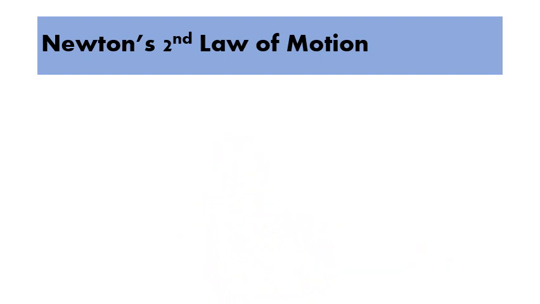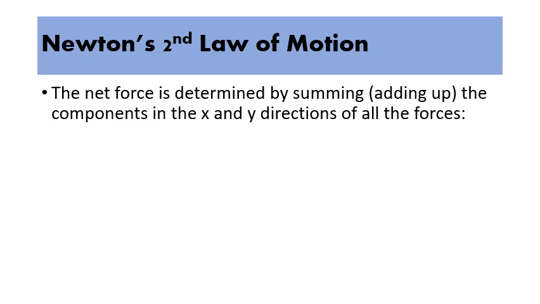Newton's second law specifically refers to the net force, which is basically the final force that results when you subtract all the forces acting in one direction from all the forces acting in the opposite direction. Specifically, the net force is determined by summing, i.e. adding up, the components in the x and y directions of all the forces.